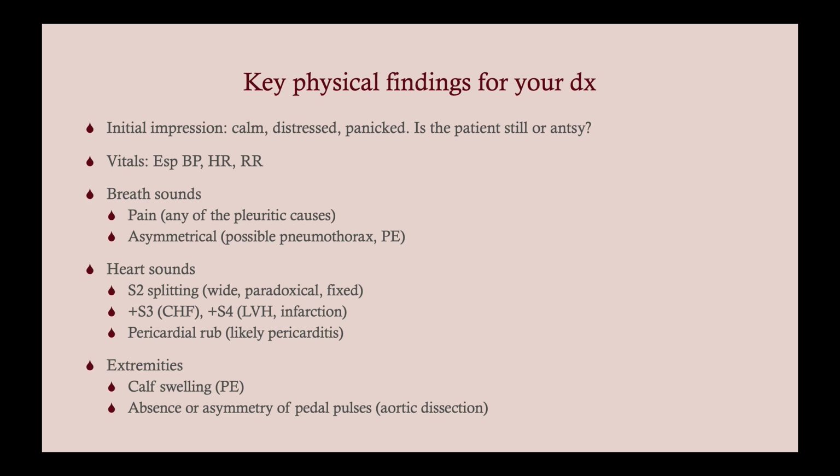So some key physical findings for your diagnosis. First off, your initial impression. Is the patient calm? Are they distressed? Are they panicked? Is the patient still or antsy? Typically, patients who have MI, they're going to be in a lot of pain. Whereas patients with maybe reflux, they could come in pretty calm and all right. And then, when their pain comes back, if they start feeling that reflux, then they may get a little bit more distressed. But typically patients with the more problematic things like pulmonary embolism, aortic aneurysms, and aortic dissections, MI, they're going to be distressed all the time.